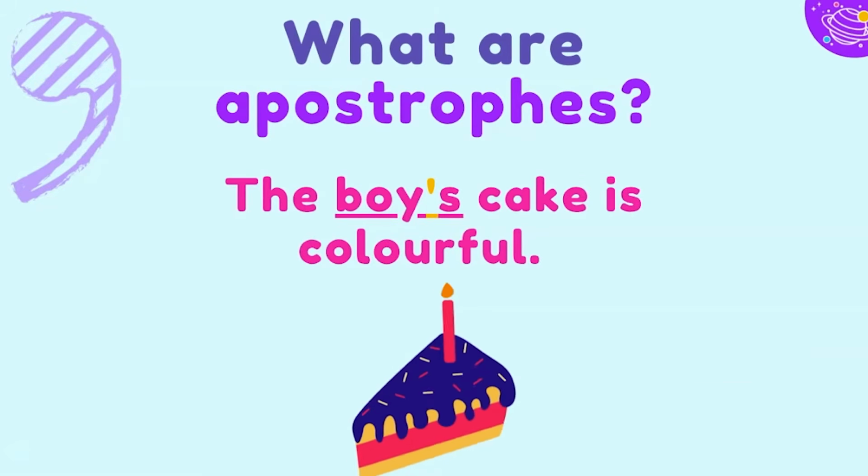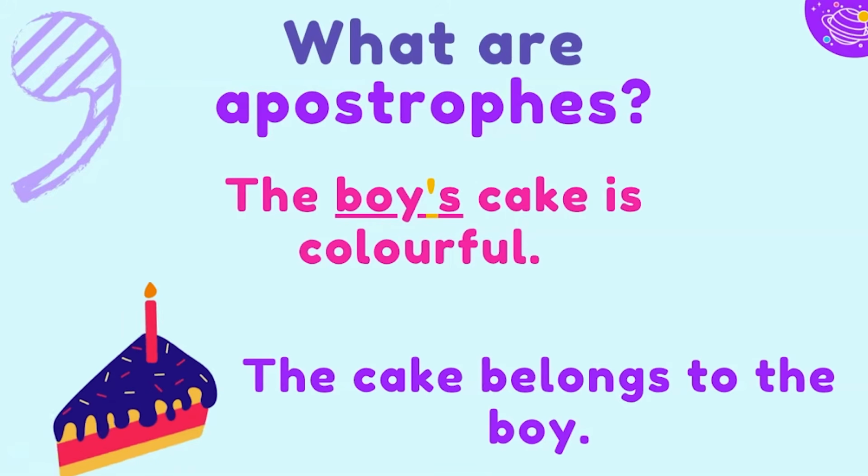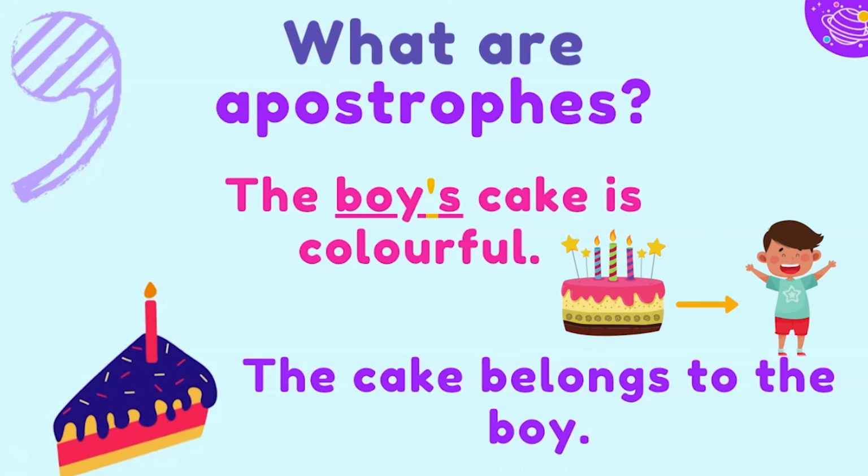The boy's cake is colorful. In this sentence, the apostrophe helps to show us that the cake belongs to the boy.